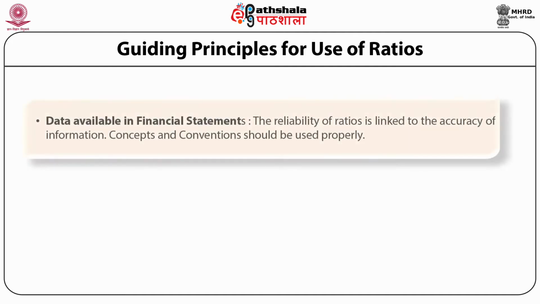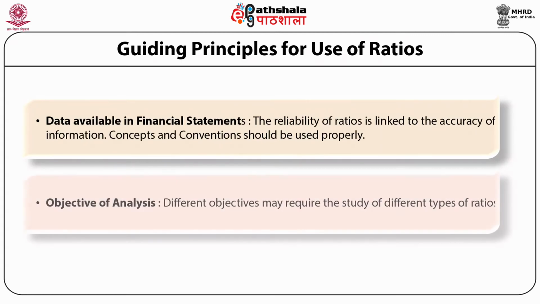First, data available in financial statements. The ratios are calculated from the data available in financial statements. The reliability of ratios is linked to the accuracy of information in these statements. Before calculating ratios, one should see whether proper concepts and conventions have been used for preparing financial statements or not.